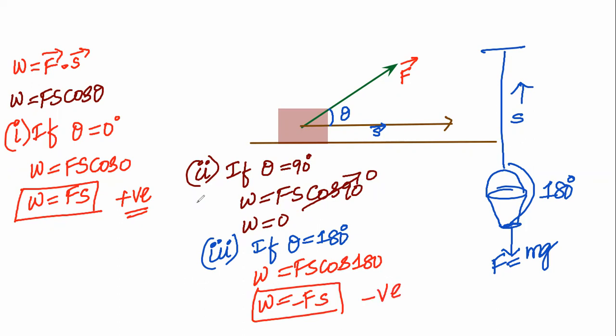Right? So, if the angle between the force and displacement is 0 degrees, work done is positive. If the angle is 90 degrees, work done will be 0. If the angle is 180 degrees, the work done is called the negative work done. The SI unit of work done is joules. So work done W is equal to Fs cos theta.